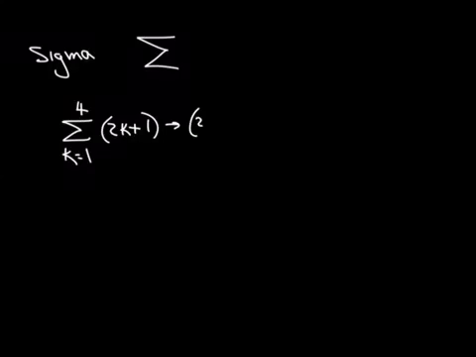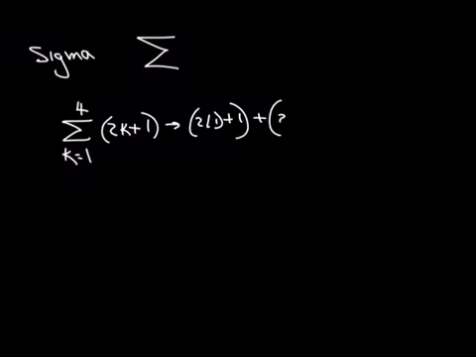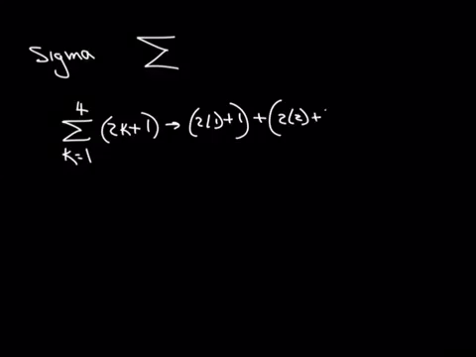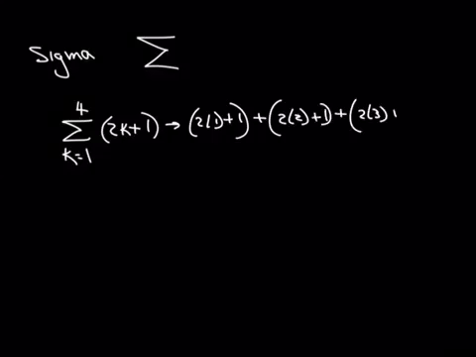So we start out with 2 times 1 plus 1, 2 times 2 plus 1, 2 times 3 plus 1, and 2 times 4 plus 1. Okay? And that's what this sigma means. We start at 1, and we go 1, 2, 3 in numerical order all the way to this number, and we just put those numbers in here like we did here, 1, 2, 3, 4.